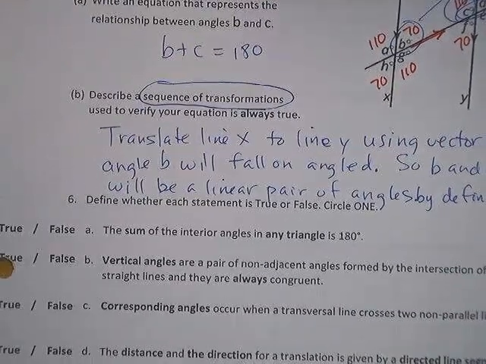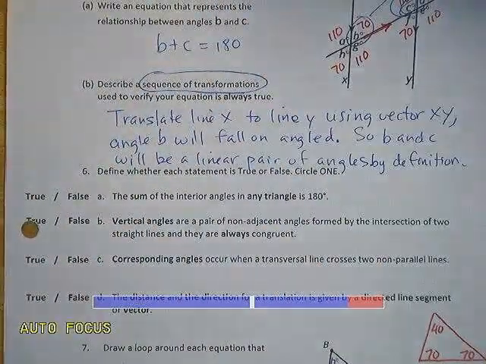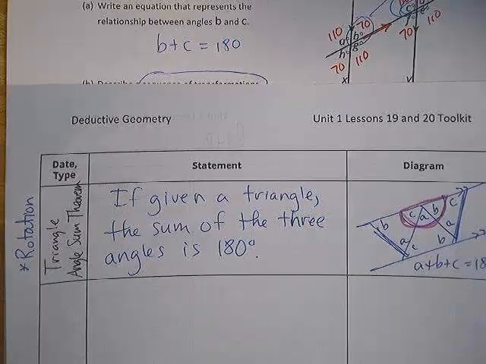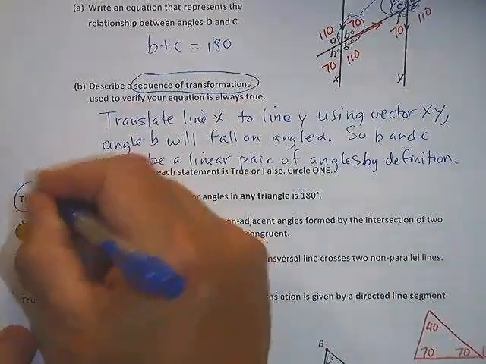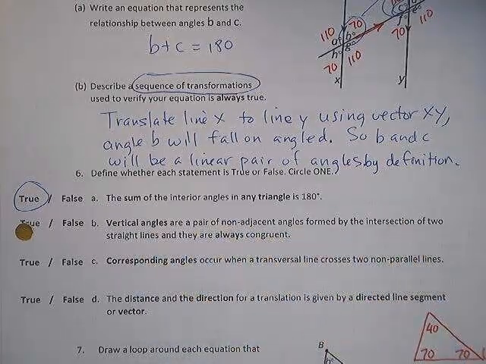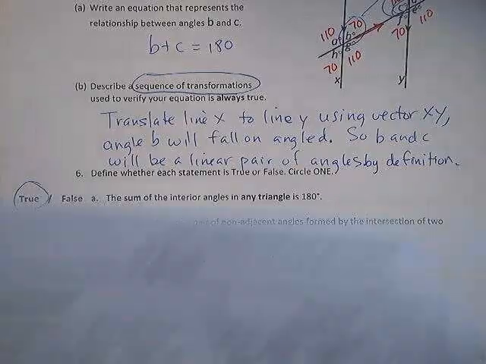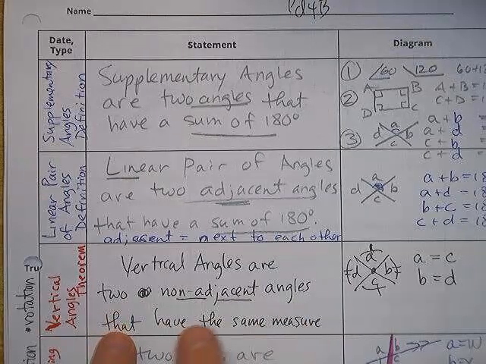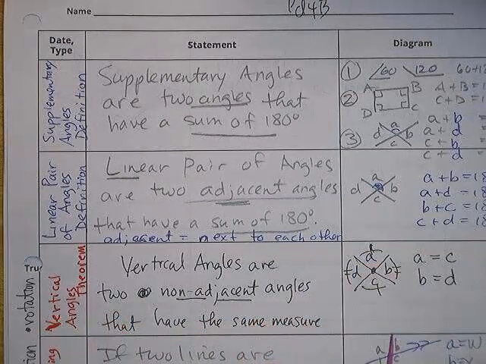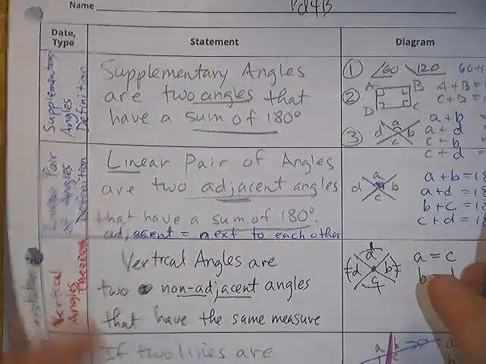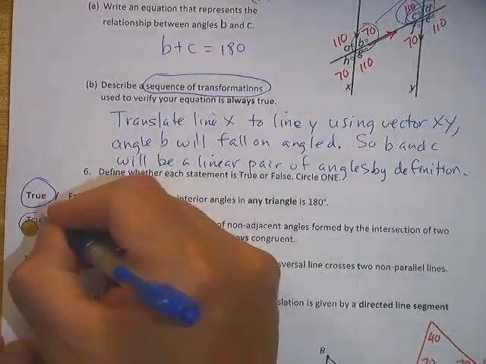Alright, problem 6. The sum of the interior angles of a triangle is 180. That's one of our theorems, so this is a true statement. Problem B. Vertical angles are a pair of non-adjacent angles formed by two lines intersecting, and they're congruent. Again, they are created by two lines intersecting based on the diagram here. It's being illustrated, so this answer is also true.